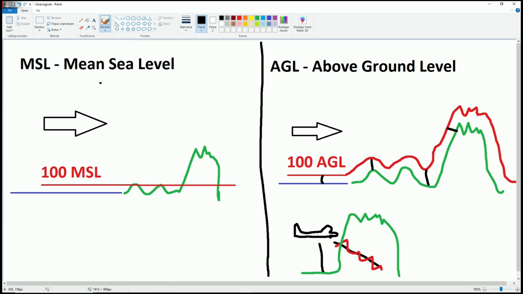And it's important to know when to use each one and know the limitation of each one. So that is the difference between mean sea level and above ground level, and when to use which and when not to use them.